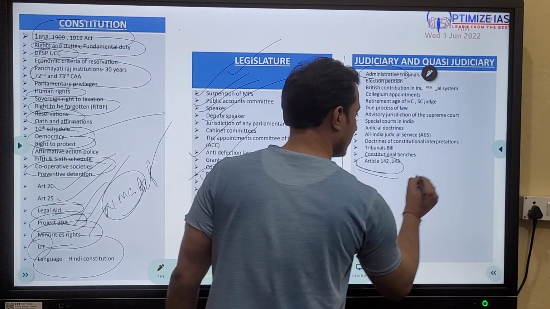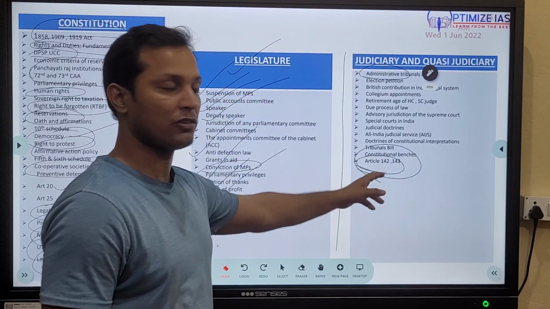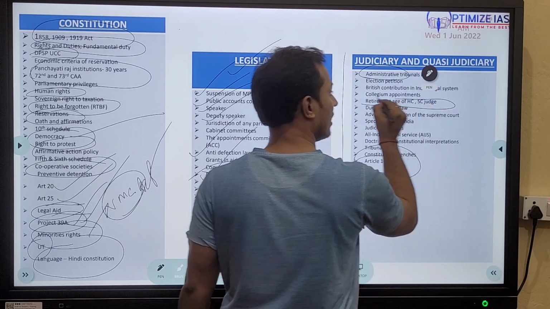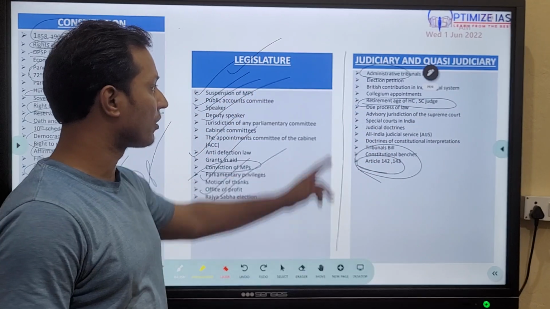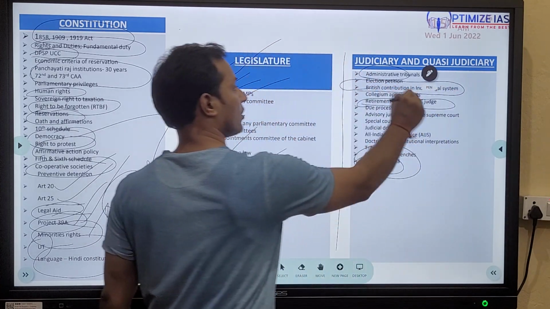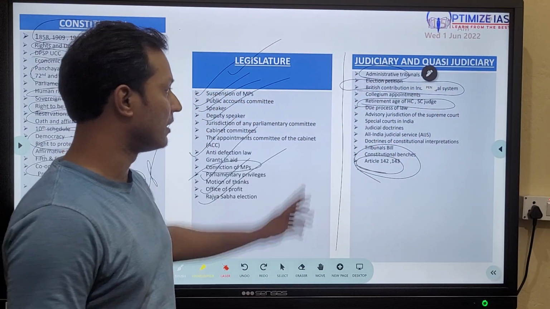What are constitutional benches and divisional benches? Very important, guys. Then you see the retirement age of High Court and Supreme Court judges, guys. Very important. Then you see the contribution of the British to the Indian legal system. Very important, guys.